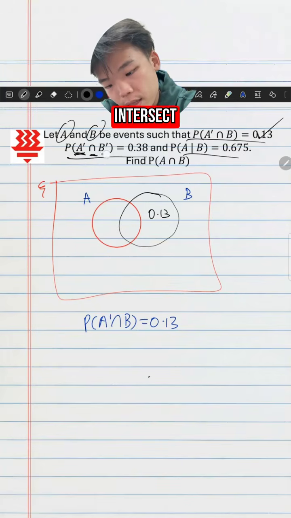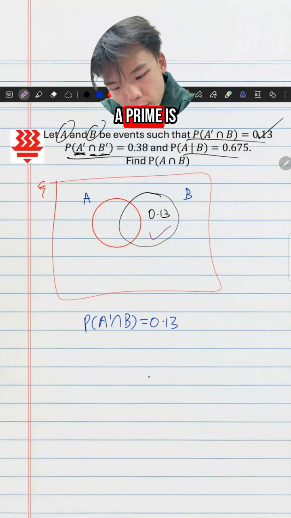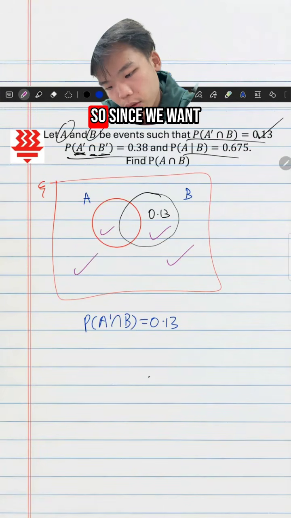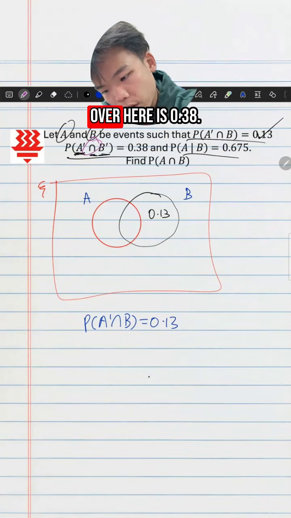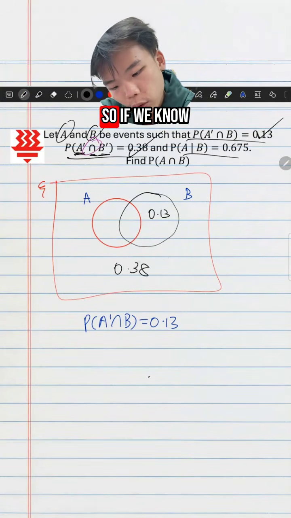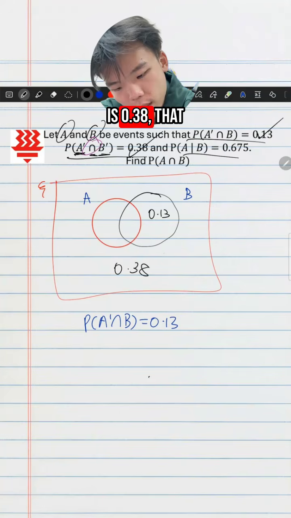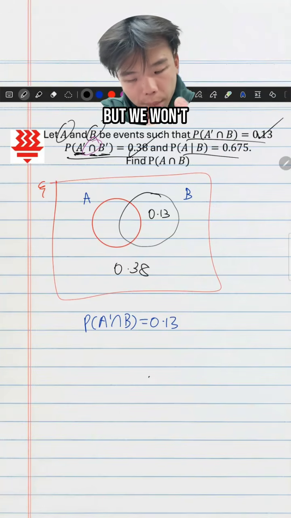Next, A prime intersect B prime. So where exactly is A prime? A prime is here, B prime is here. So since we want the intersection, that means we take this whole region outside, and that means that this whole value over here is 0.38. So if we know that this whole thing over here is 0.38, that means we can then find what's A union B, right? But we won't find that yet.